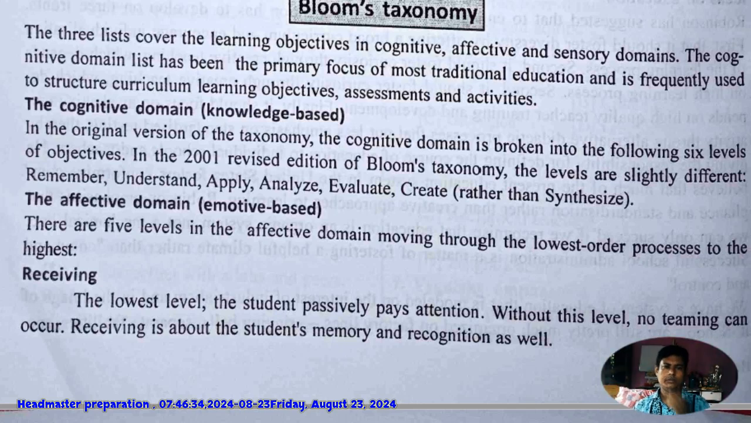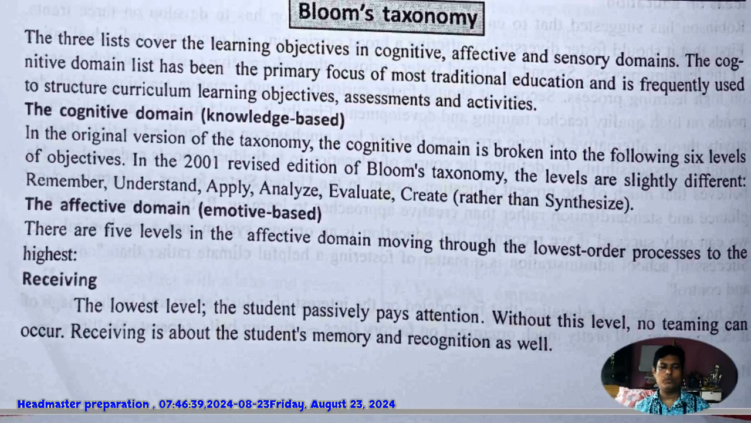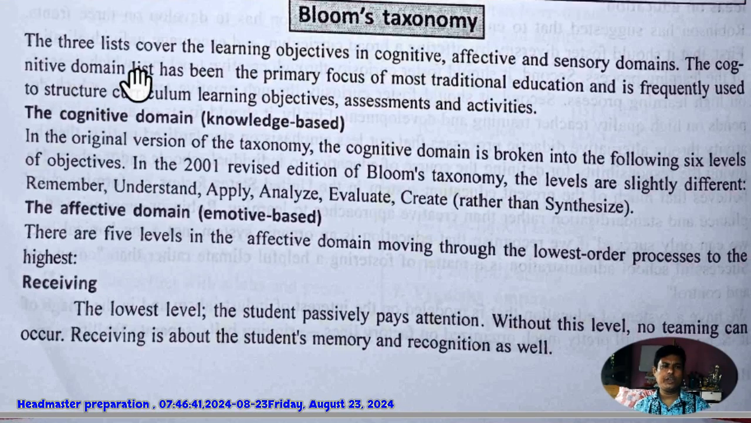Let's start with Bloom's taxonomy. So, what is Bloom's taxonomy? The three lists cover the learning objectives in cognitive, affective, and sensory domains. The cognitive domain list has been the primary focus of most traditional education and is frequently used to structure curriculum, learning objectives, assessment, and activities.